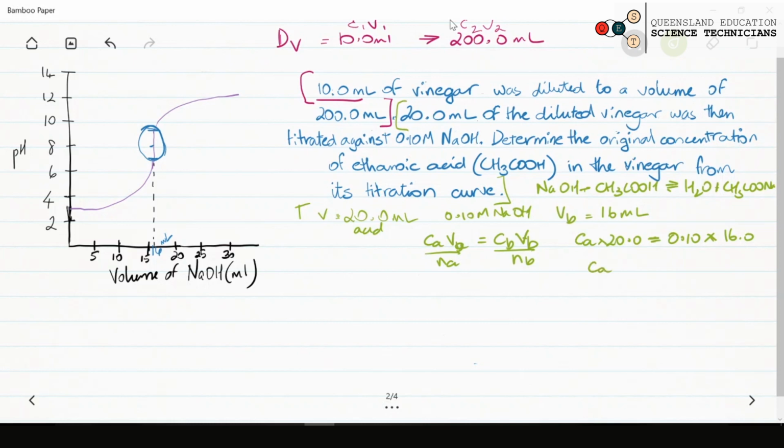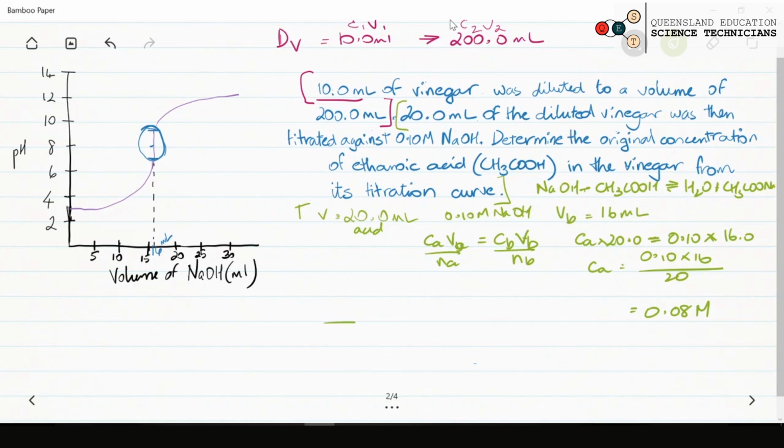So our concentration of acid, if I rearrange, over 20, which equals 0.08 molar. So this is the diluted acid. So our last step is to look after the dilution.